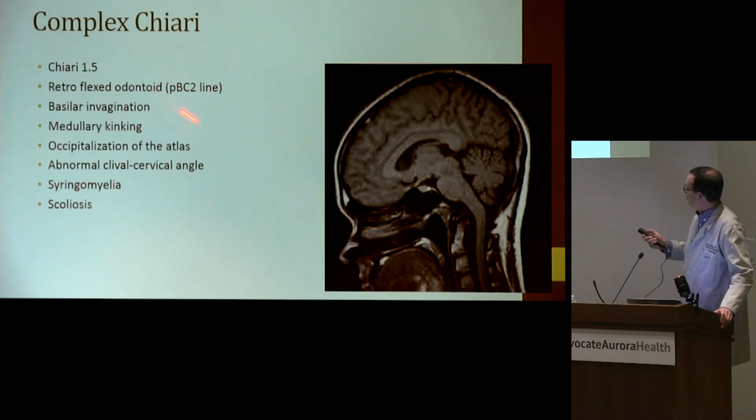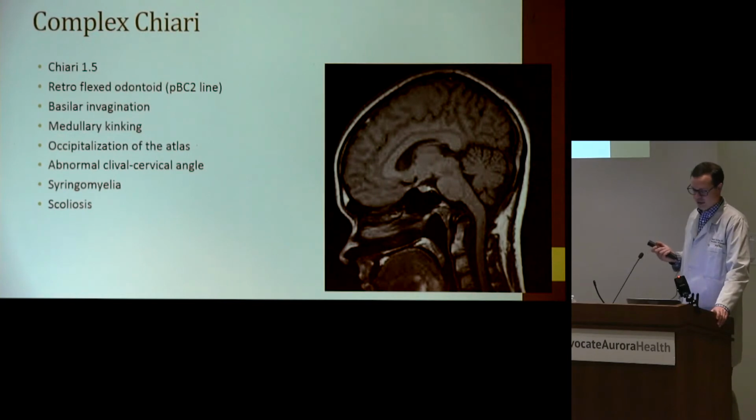And there's a nice measurement that they developed at University of Alabama, where they call it the PBC2 line, where you can do a measurement and sort of gauge what your risk of that is for a particular patient. Patients can have some degree of basilar invagination. That's when the C2 bone is riding up inside the skull, just putting pressure on the brainstem.